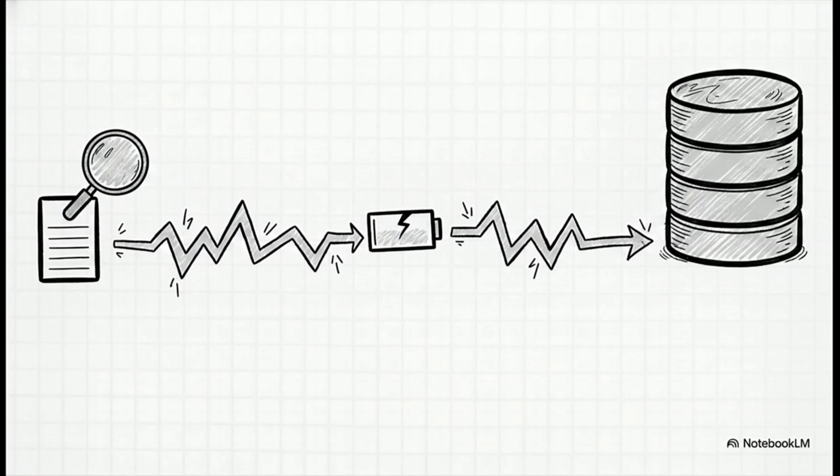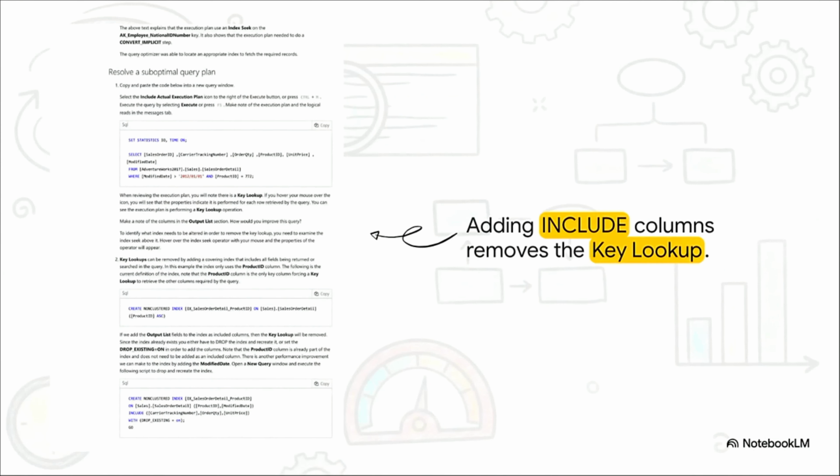And here's the kicker. It has to do this detour for every single row it retrieves. It is a massive, massive performance drain. So how do we take this villain out? Well, in the lab, you'll notice a new T-SQL script that literally drops the inefficient index and recreates a better one. We add the ModifiedDate to the index keys, and this is the crucial part. We add an INCLUDE clause for CarrierTrackingNumber, OrderQty, and UnitPrice.